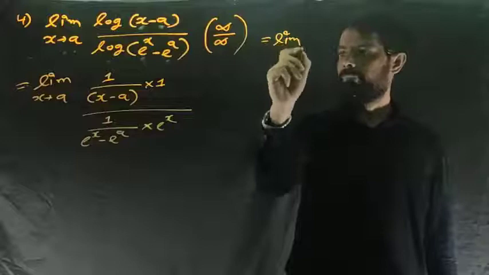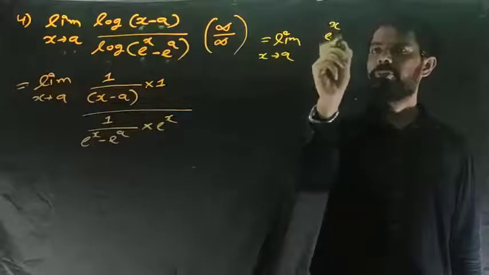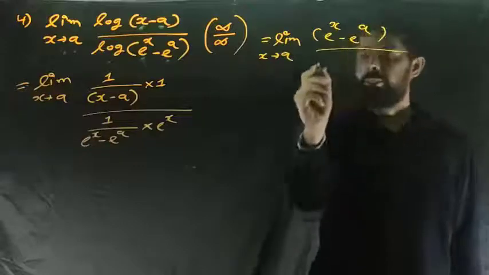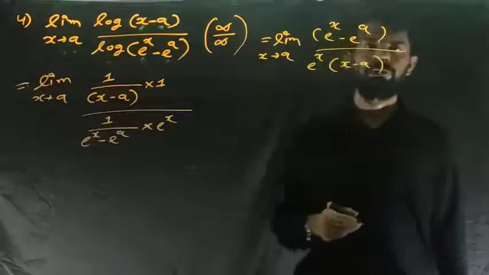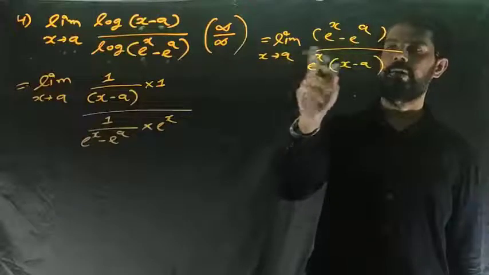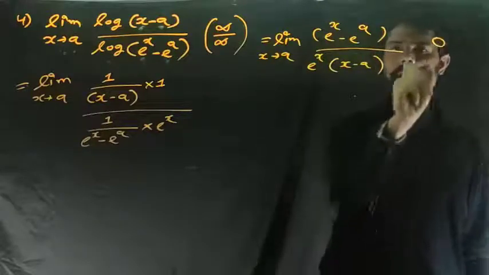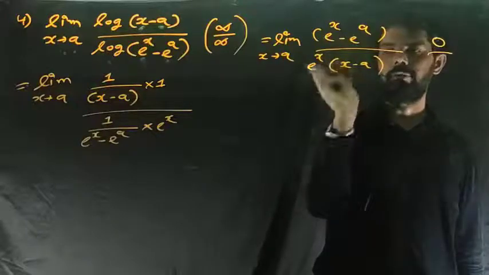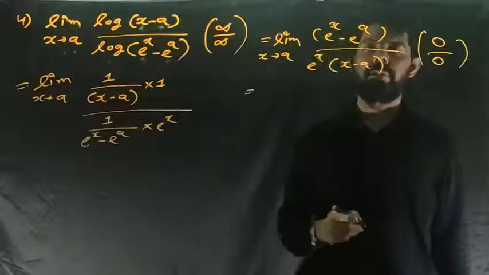limit x tends to a of (e raised to x minus e raised to a) divided by e raised to x times (x minus a). Now again we will have to check whether it is 0 by 0 form or infinity by infinity form. So for that, replacing x by a, we get e raised to a minus e raised to a, so it will be 0, divided by, if we replace x by a, a minus a will be 0. So 0 into e raised to a will be 0. So it is 0 by 0 form. So again we will use L'Hopital's Rule.